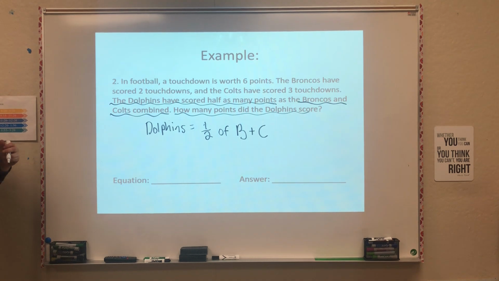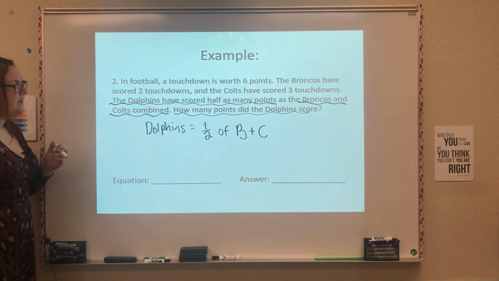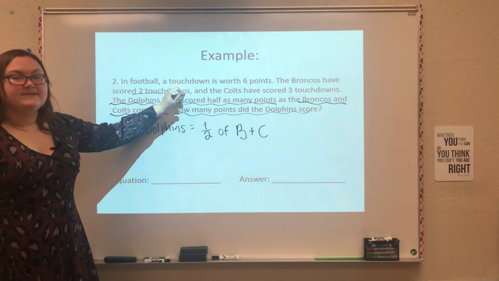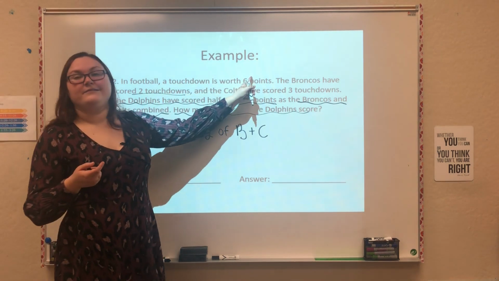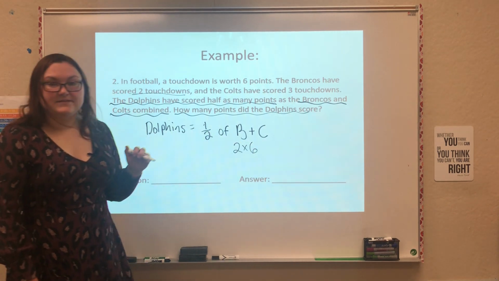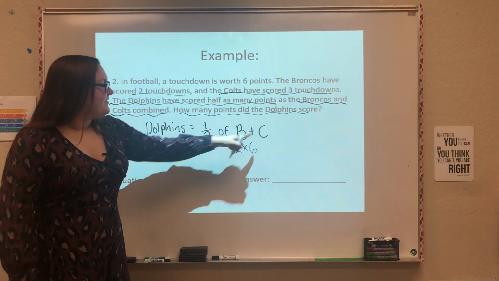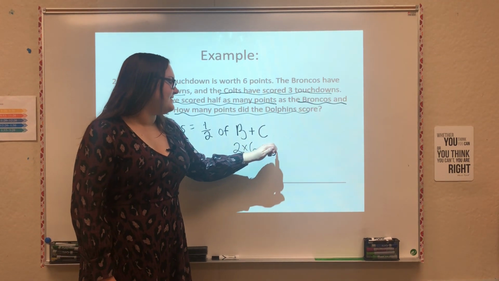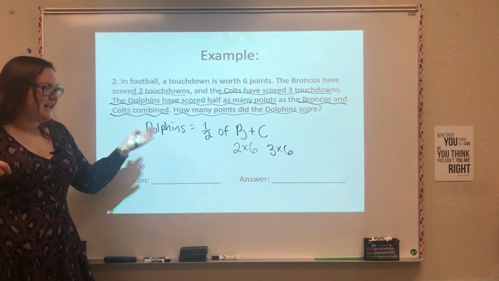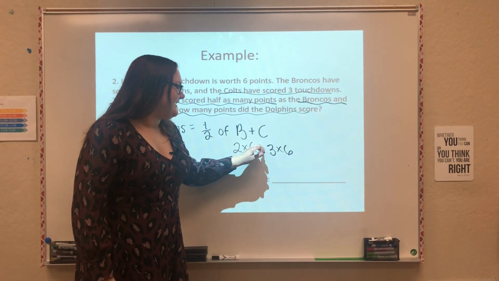So I'm trying to figure out what the Broncos and Colts got together, and then I'll want to find what half of that is. Well, what did the Broncos and the Colts get? Well, the Broncos scored 2 touchdowns, and we know each touchdown is worth 6 points. So the Broncos, they got 2 touchdowns for 6 points each. What about the Colts? The Colts got 3 touchdowns. So I'm going to say for the Colts, they got 3 touchdowns for 6 points each. We already know from before that we're going to combine those 2 things. We're going to add the Broncos and the Colts together. So I'm just going to copy down that plus sign there.